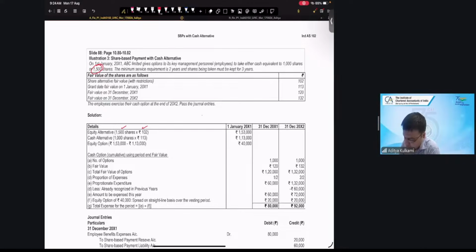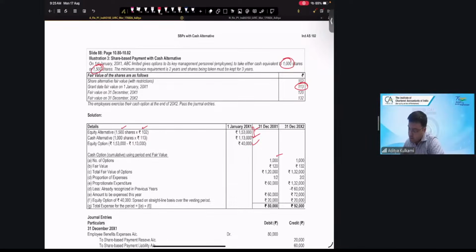1,500 shares into 102, 1,53,000. Cash alternative 1,000 shares into 113. Grant date fair value on January 1st, 20x1. Equity option 153,000 rupees minus 1,13,000. The difference between these two is 40,000 rupees. Okay, now cash option using period end fair value.